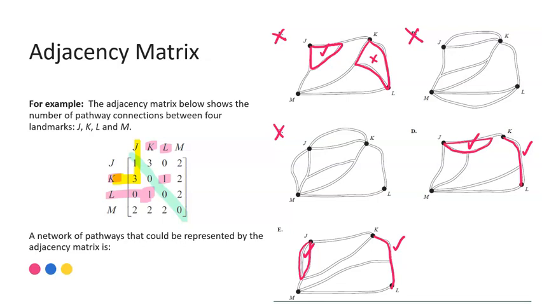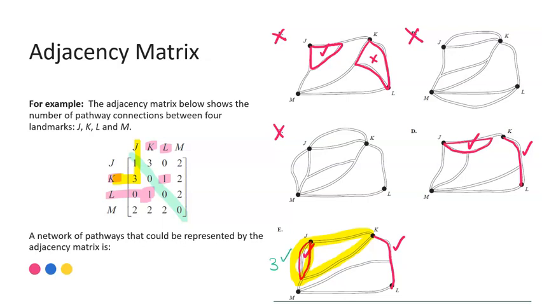So K to J, I need to be able to travel across. So that's 1. K to J, I could come down and up the right side of that loop, or down and up the left side of that loop. So there I do have 3 connections, or 3 ways of traveling from J to K, or vice versa.